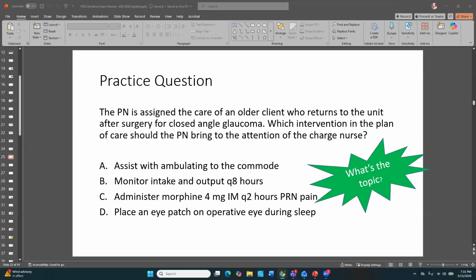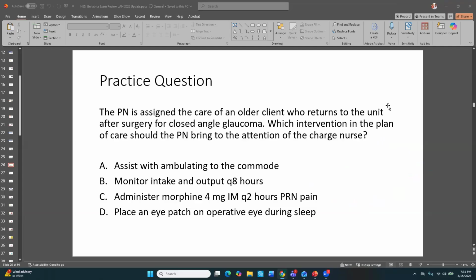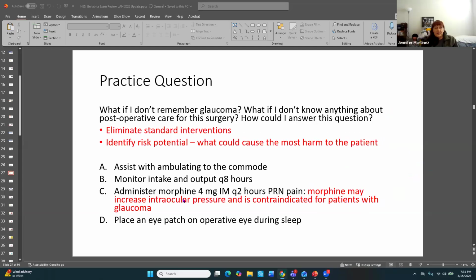C. So C, administer morphine. So I will tell you, glaucoma surgery, generally they aren't going to get morphine.